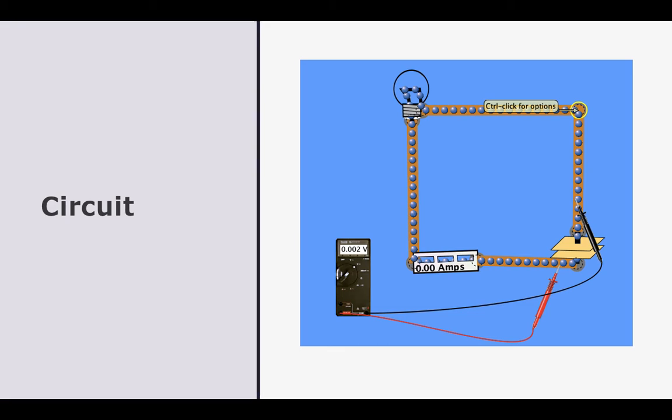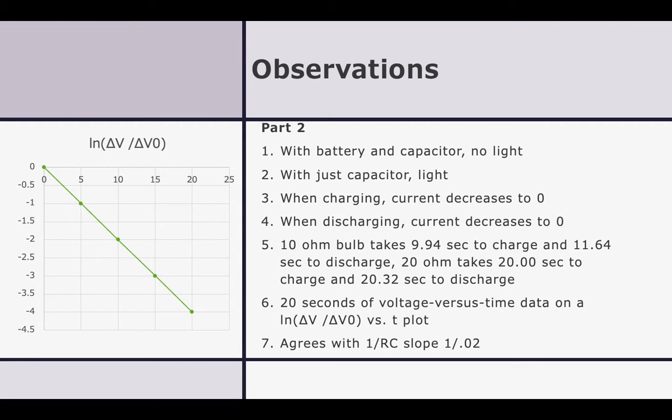For part B, our circuit looks as follows, with our charged capacitor, our light bulb, and our ohmmeter and our voltmeter. So our observations throughout this is that with the battery and capacitor connected, there will be no light. But when we take out the battery and we just have the charged capacitor, it lights the bulb.